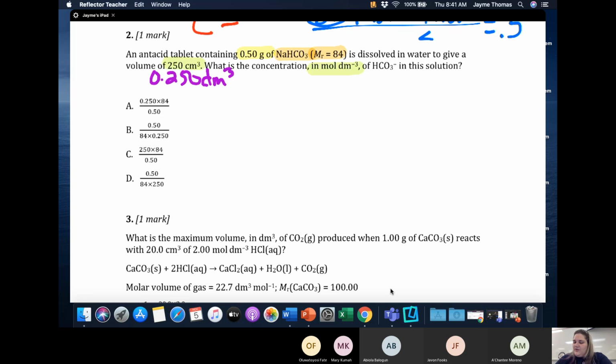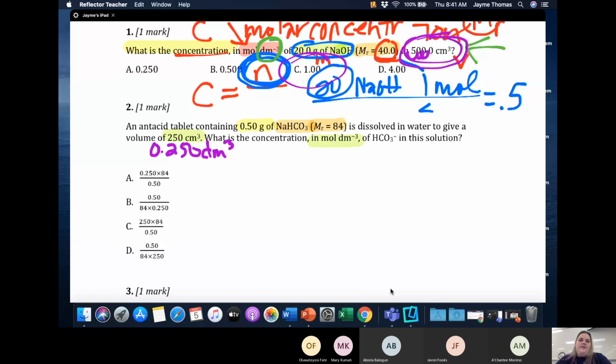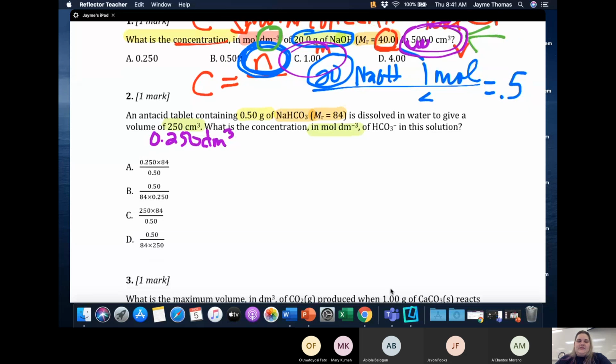Okay, so kind of the same question. We're doing the same thing we did on number 1. It's just worded a little bit differently. It's a little bit wordier because they talked about it being an antacid tablet and all this stuff. So, you know, it's the same concept, just worded slightly differently, but they gave us the same information. So I know that I'm still going to be solving for the concentration, so I need the number of moles divided by the volume.